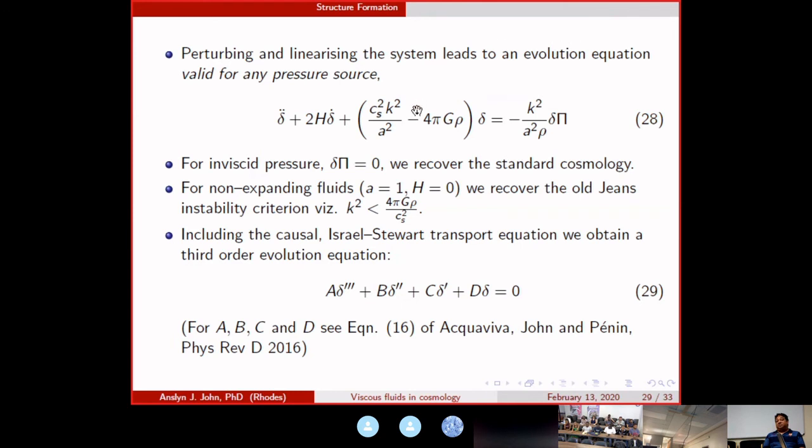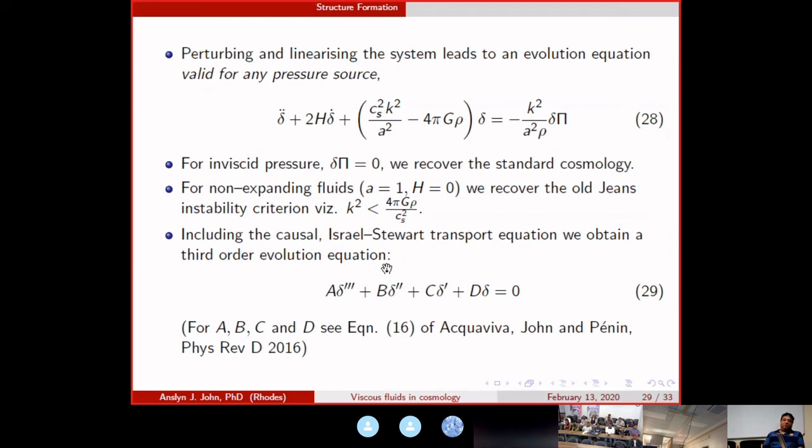What the expansion of the universe does is add this term here, which is an effective friction term, which tends to dilute things. Okay, so that's essentially the physics behind equation 28. And when we included the Israel-Stewart viscosity, we derived an evolution equation that is equivalent to 28, and I've written it down symbolically here. If you want to see the equation in its full glory, please refer to equation 16 of our paper. They're very lengthy expressions, which we determined analytically. I'm not going to put them up here. They're infinite on a slide. You're not going to gain anything by looking at the exact form.